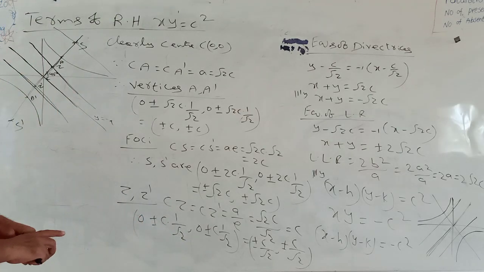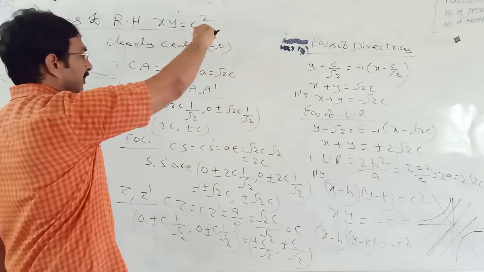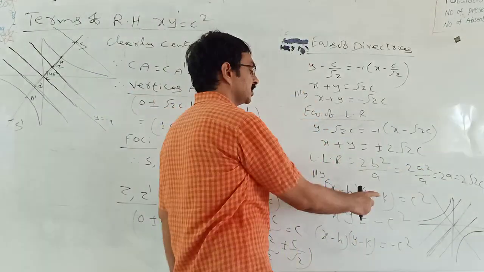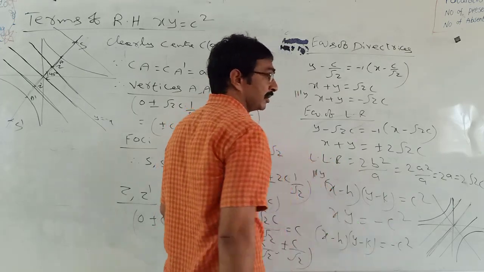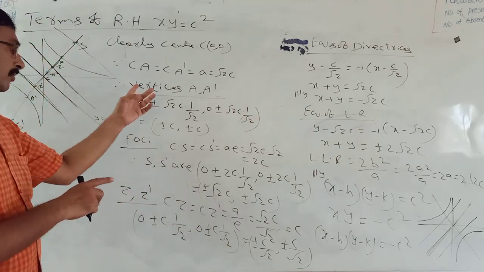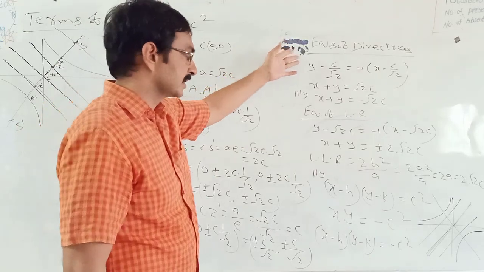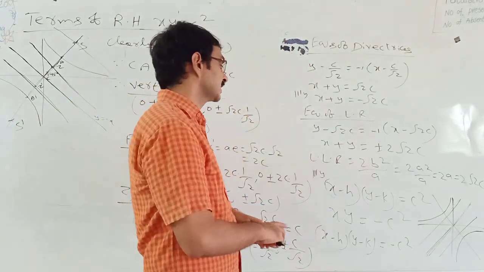So, problems based on this. One of the equations xy = c², xy = −c², (x − h)(y − k) = c², or (x − h)(y − k) = −c² will be given. They can ask what the vertices are, what the foci are, what the equations of the directrices are, what the equations of the latus rectum are, and what the length of the latus rectum is, etc.